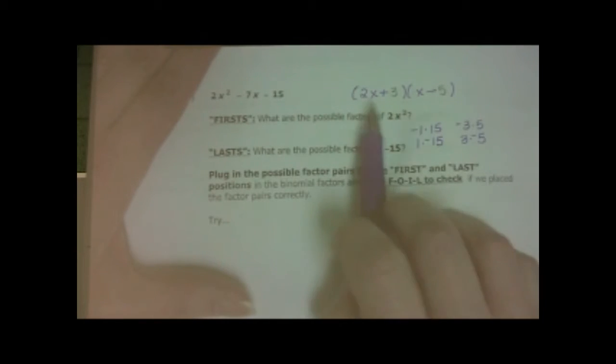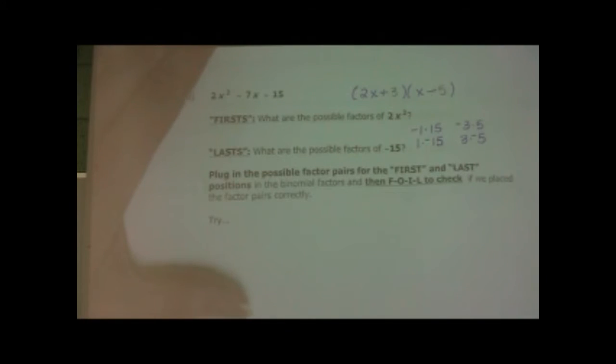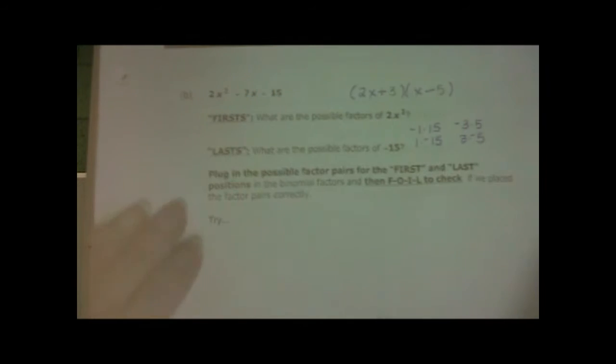So now let me try this. Inners is 3x, outers is negative 10x. That gives me negative 7x. So I have factored this one. All right, let's go to another example.